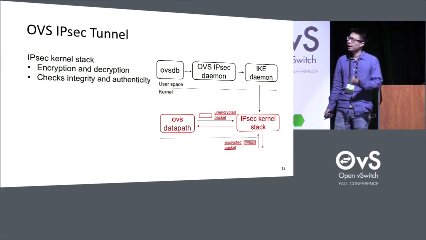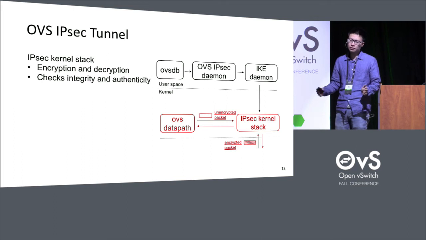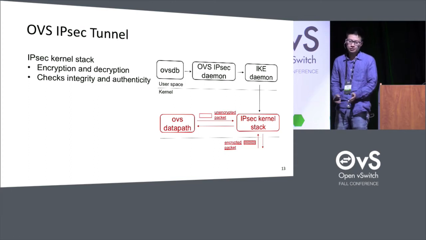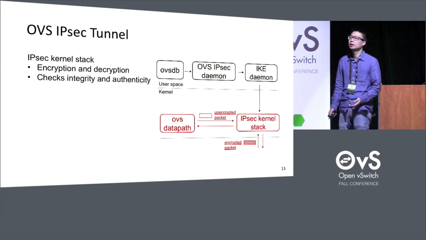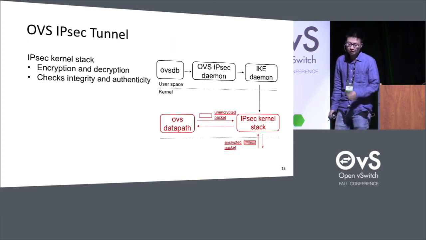After that, every packet coming out from this tunnel goes to the IPSEC kernel stack, and the IPSEC kernel stack encrypts it and also does a cryptographic hash before sending it out. For an incoming encrypted packet, it decrypts it, verifies the integrity and authenticity of the encrypted packet, and delivers it to the OVS data path.